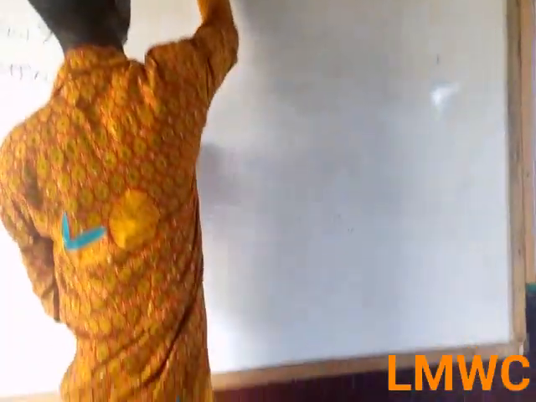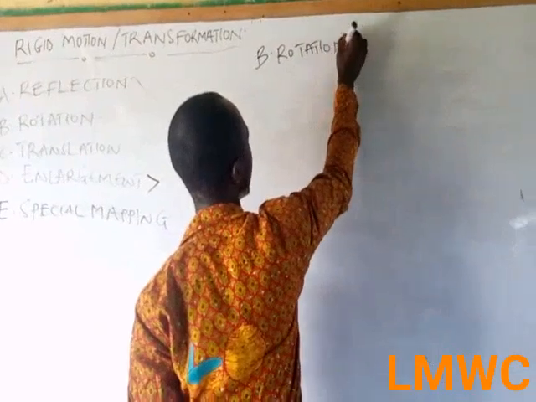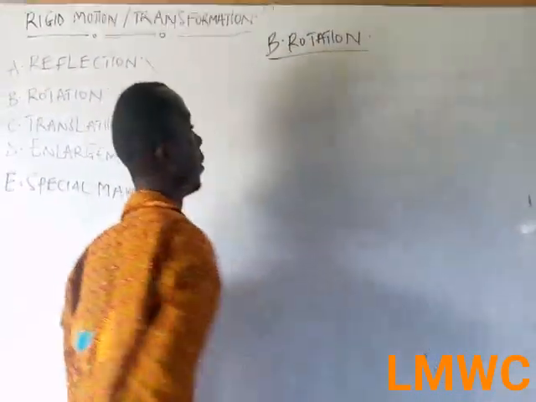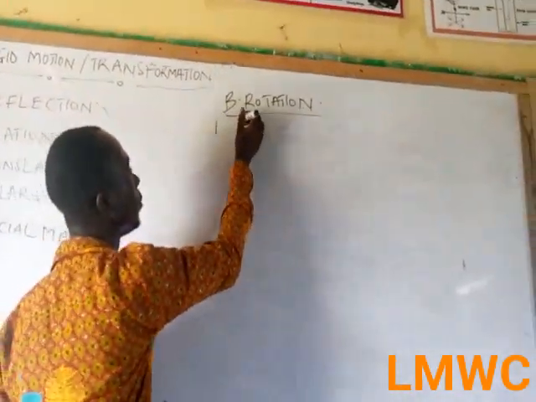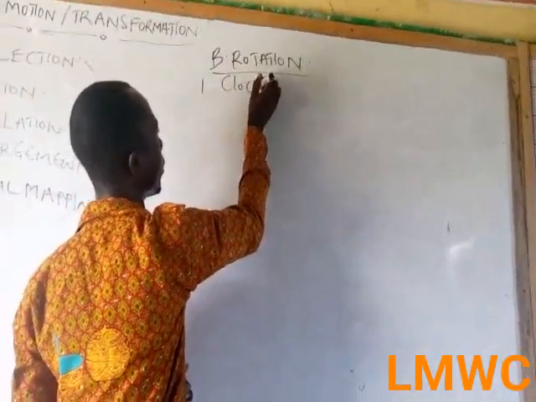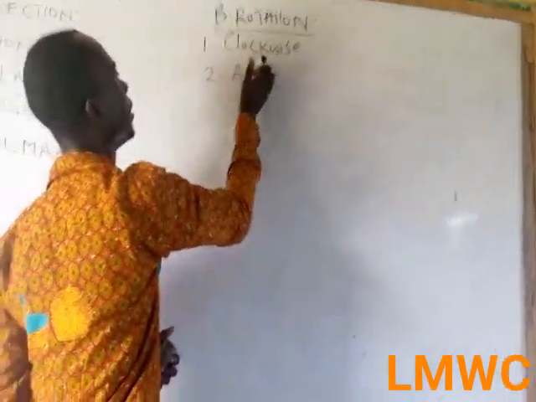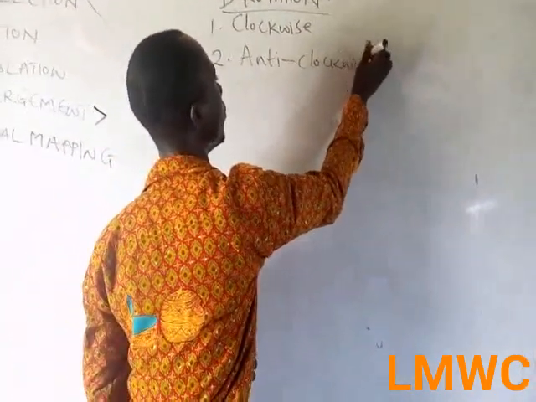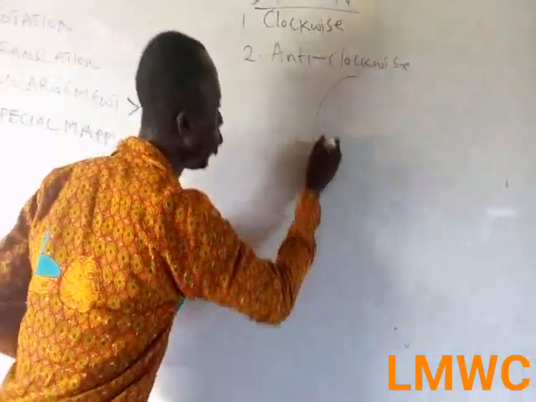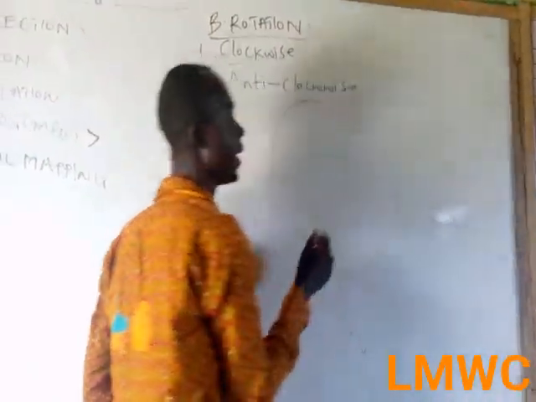I'm having rotation. Under rotation, we should take note of these key concepts. We have the clockwise and anti-clockwise. Let me use a normal clock to explain clockwise and anti-clockwise.